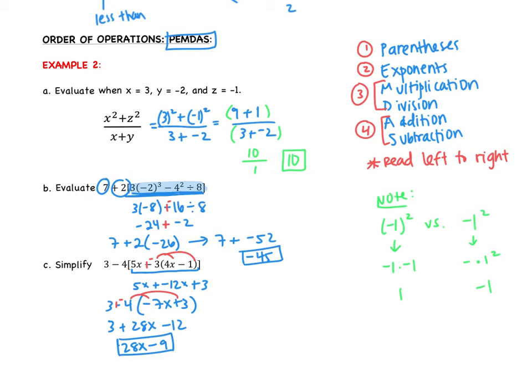I distributed that negative 3. Combine like terms. So all that stuff in parentheses should have been negative 7x plus 3. Then what you've got to remember is to handle this negative 4 first. Distribute your negative 4, then deal with that plus 3 at the end. Does this seem familiar to us for the most part? Okay. Questions?